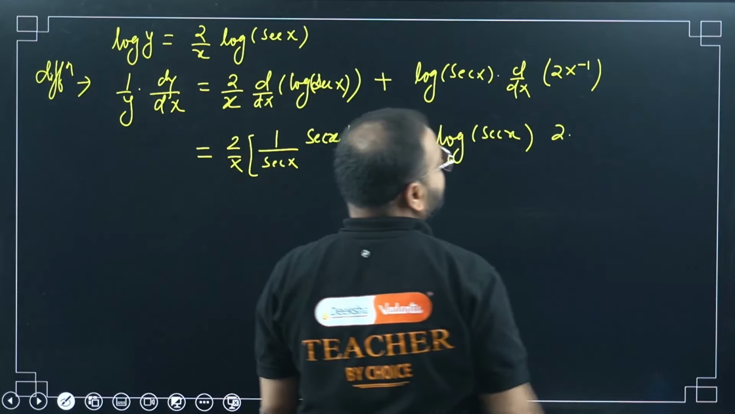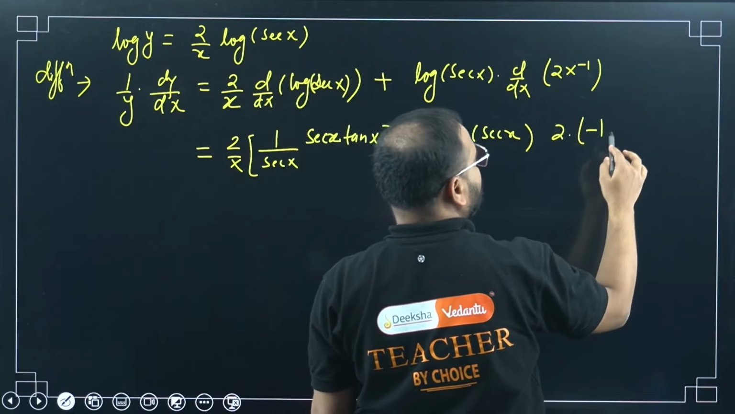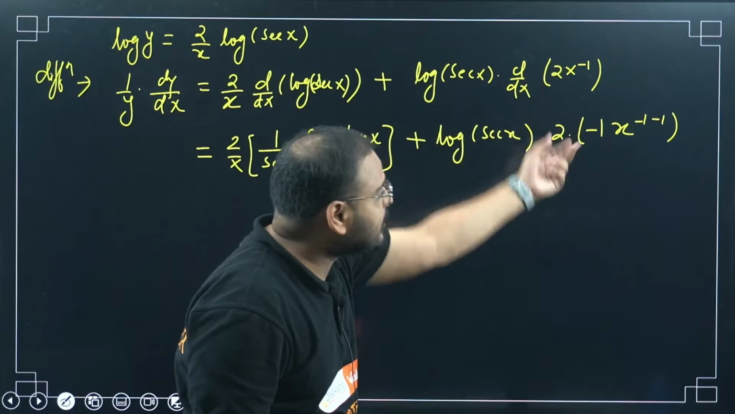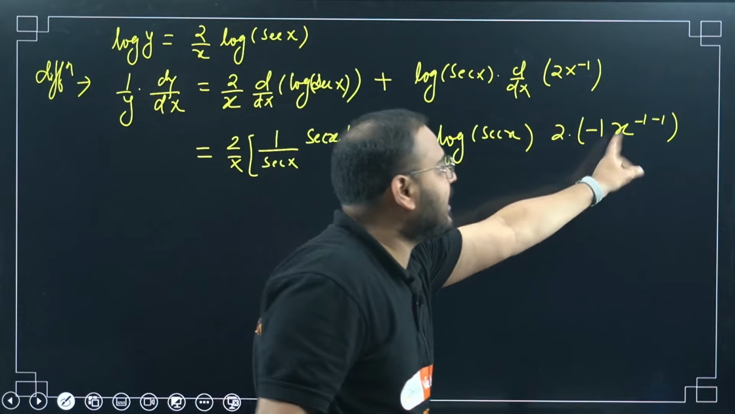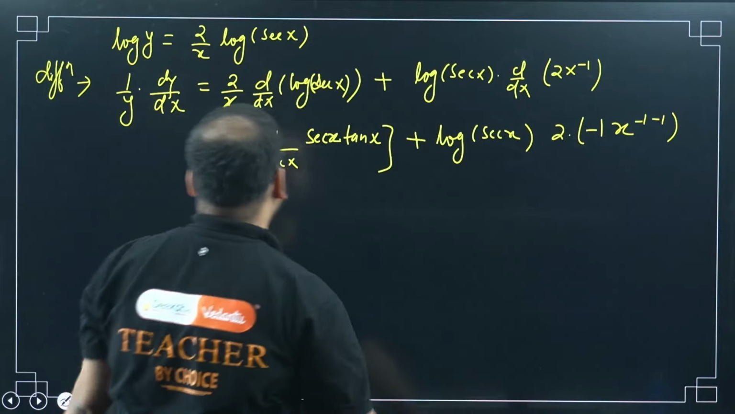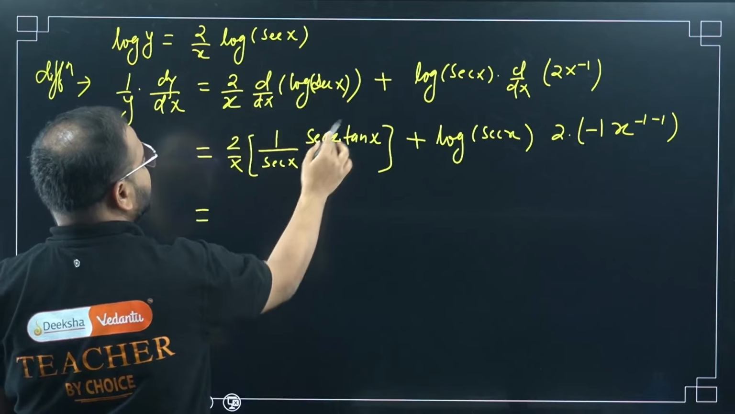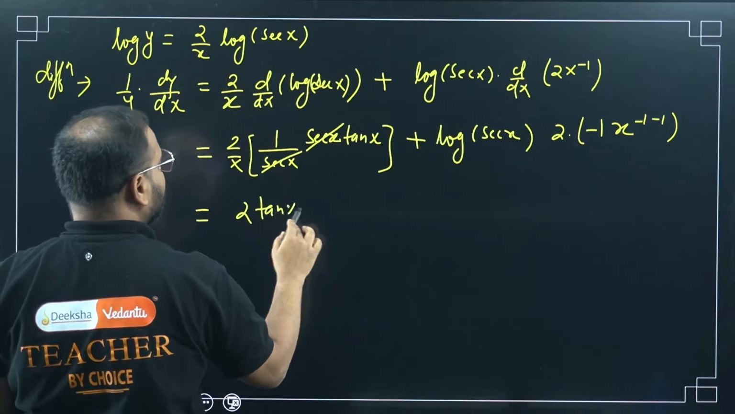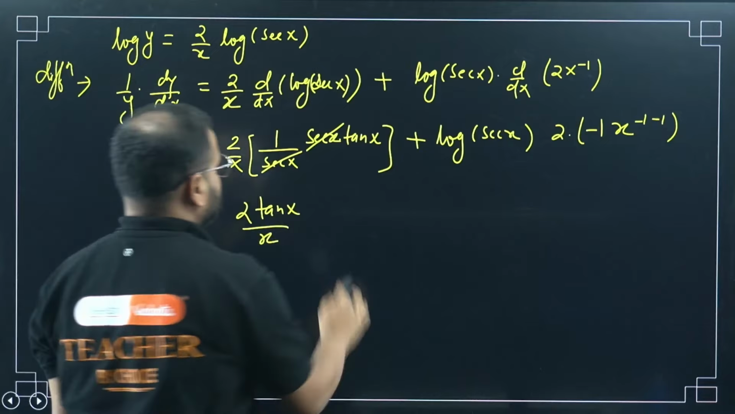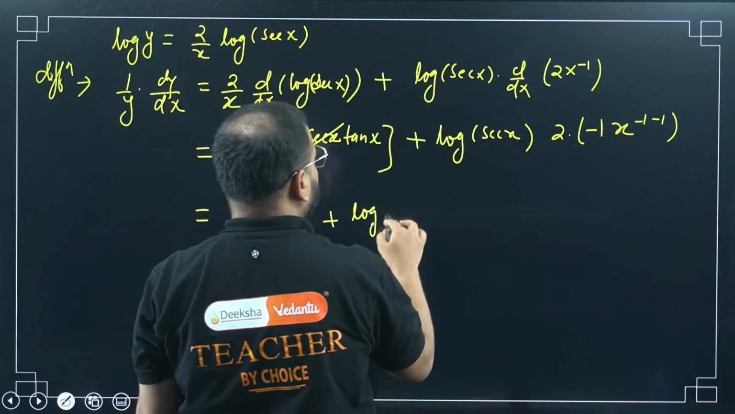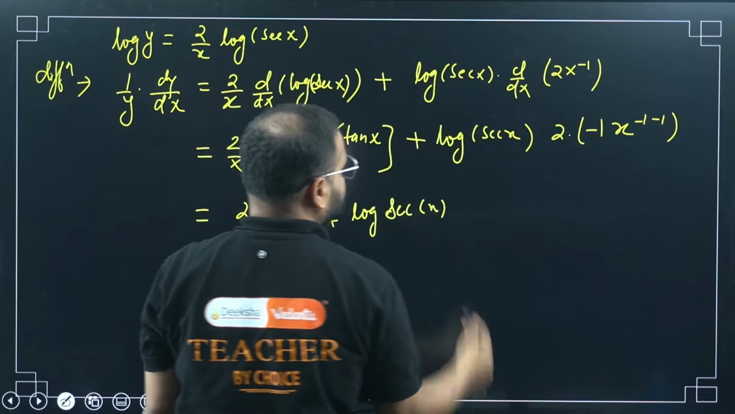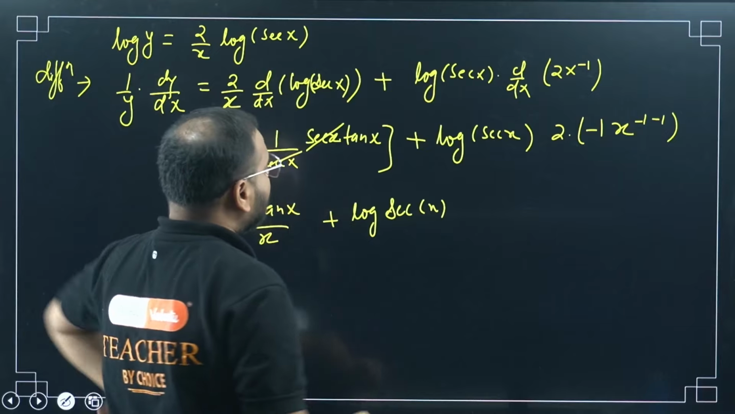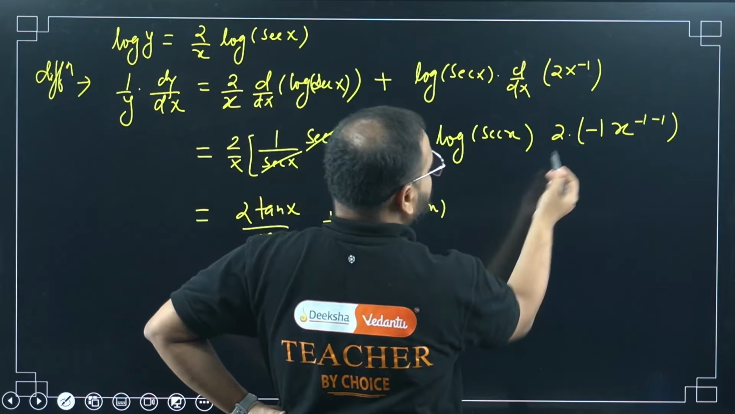I'll take 2 outside, and this will become minus 1 times x power minus 1 minus 1. With x power n, n comes as the coefficient and n minus 1 is minus 1 minus 1. Nothing to be confused about, sir. Sec and sec go out. I have this as 2 tan x by x plus log sec x, with a minus sign, right?